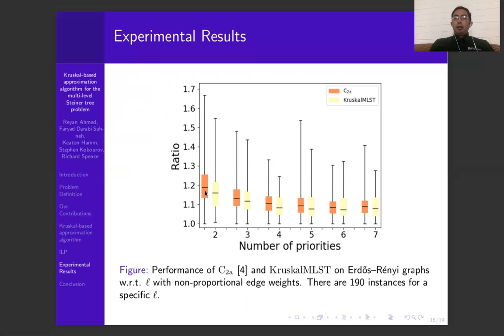We can see that the average experimental approximation ratio slightly decreases as the number of priorities increases. And we can also see that the ratio of Kruskal-MLST is slightly lower than the average ratio of C2A. Hence, Kruskal-MLST is performing slightly better compared to the other algorithm. And also the maximum ratio is slightly lower than the other algorithm.